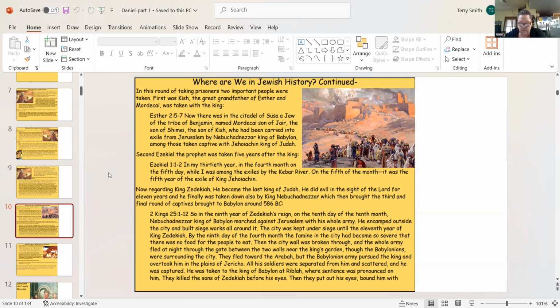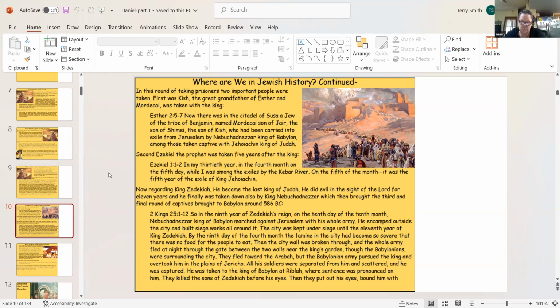Now, regarding King Zedekiah, he became the last king of Judah. He did evil in the sight of the Lord for 11 years, and he was finally taken down also by King Nebuchadnezzar, which then brought the third and final round of captives brought into Babylon around 586 BC.